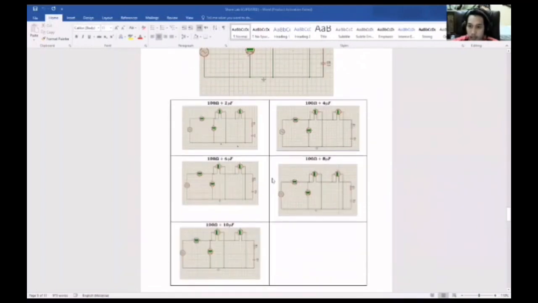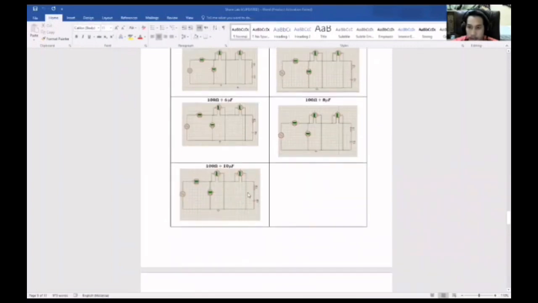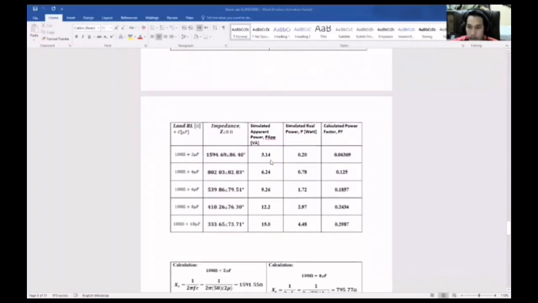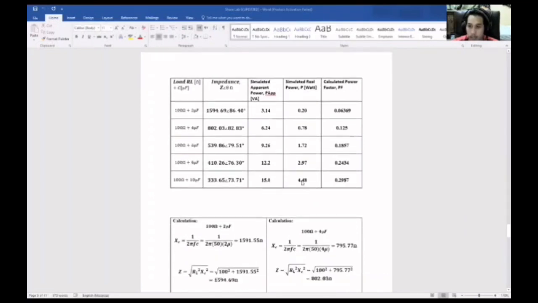Okay. Here we got 5 circuits with different capacitors, which are 2 micro, 4 micro, 6 micro, 8 micro, and 10 microfarad. Here we got all the values for the VA for all circuits, and we got the values for simulated real power in watts for all circuits. Okay, now what we want to calculate is the power factor.